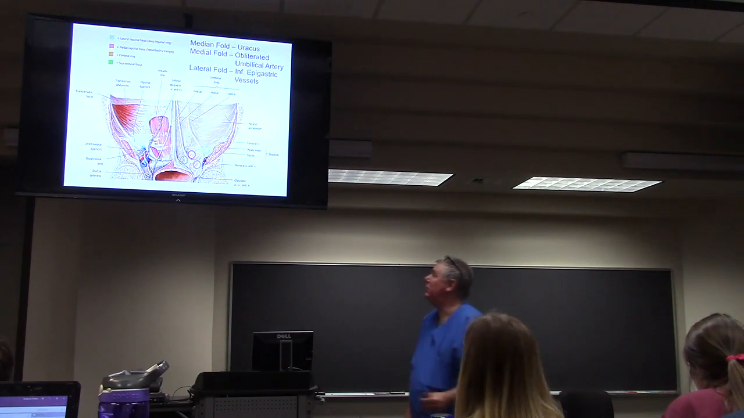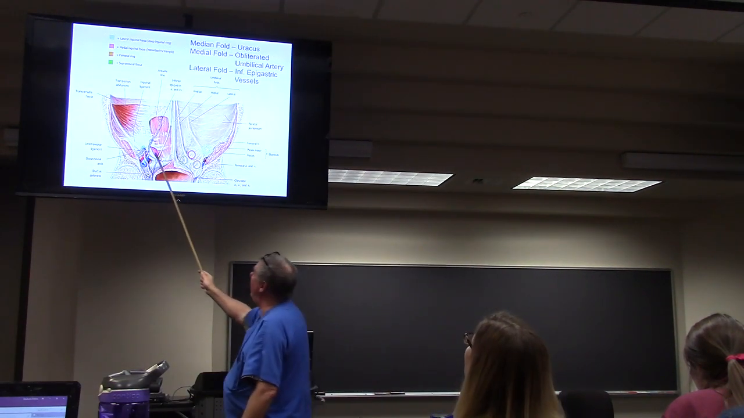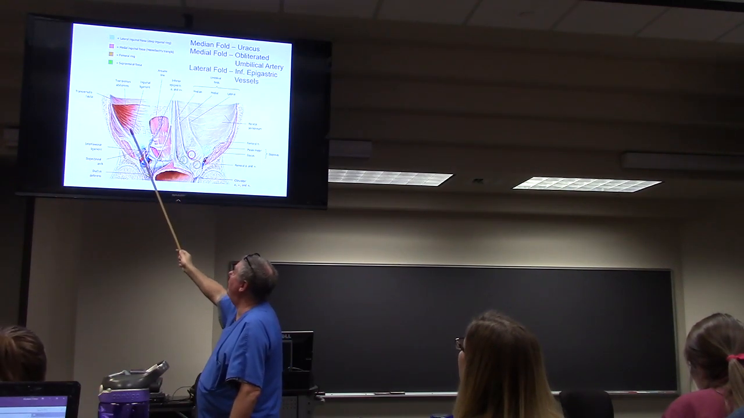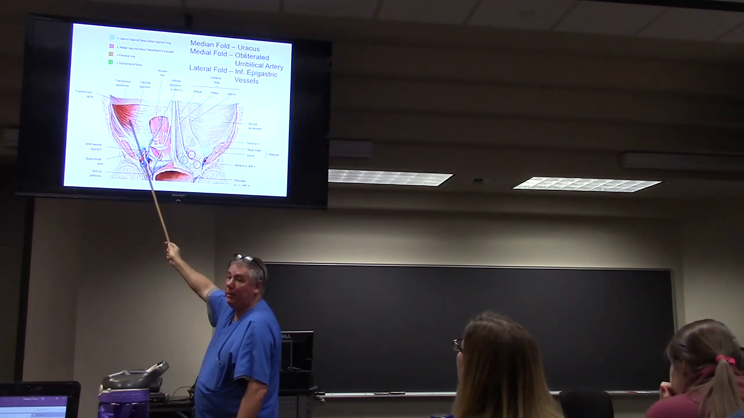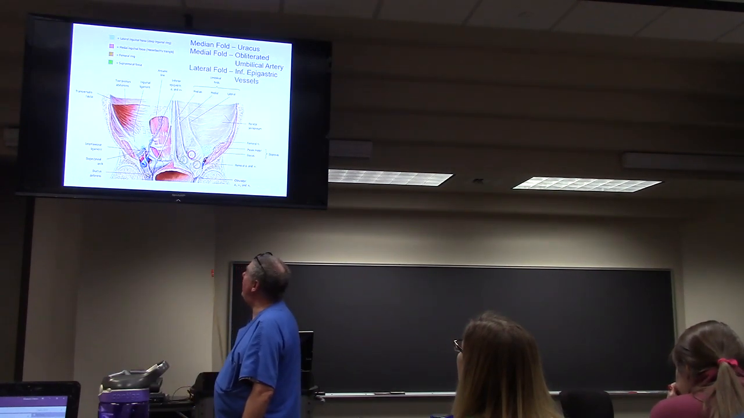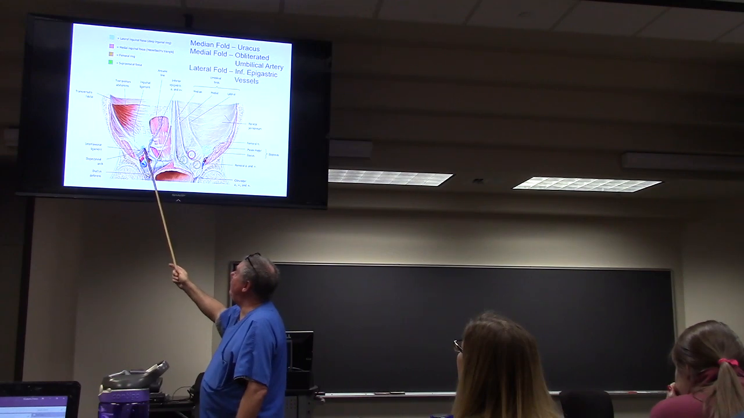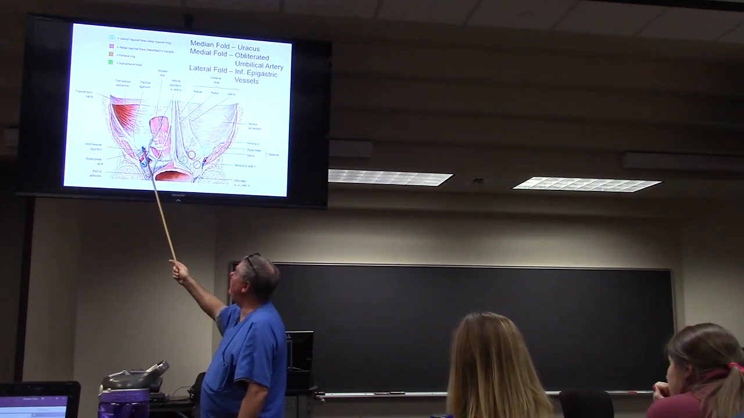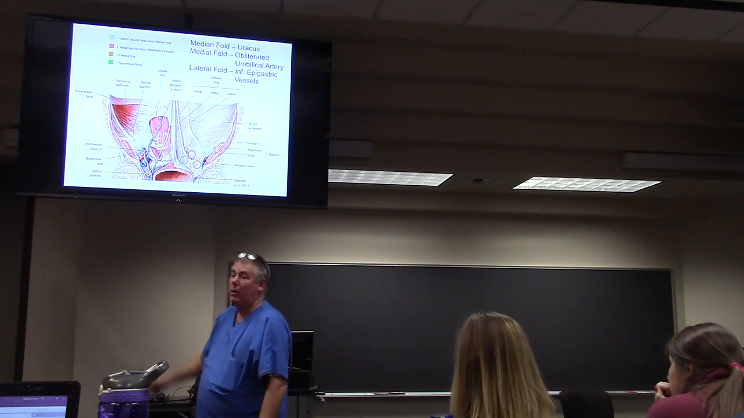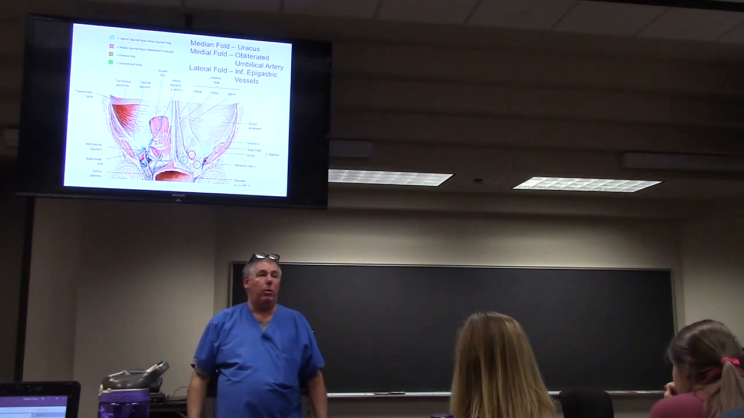You can see on this illustration, here's the rectus abdominis muscle right there. This would be the transversus abdominis right there. Okay? You see that right there, that little place right there? I'm going to talk about that in a minute. That little place right there is called the deep inguinal ring.